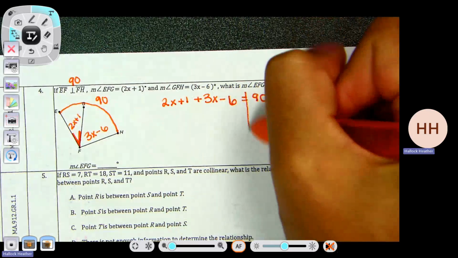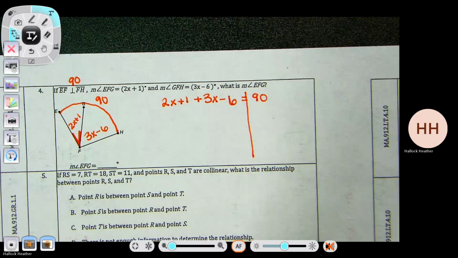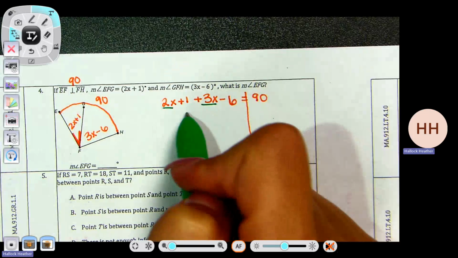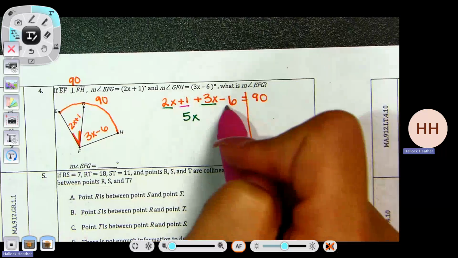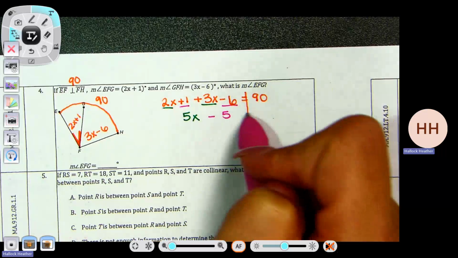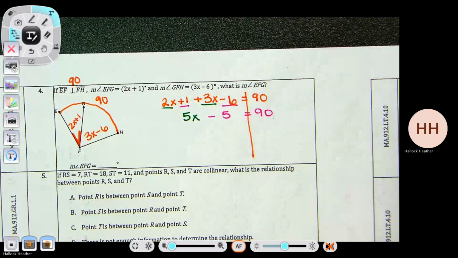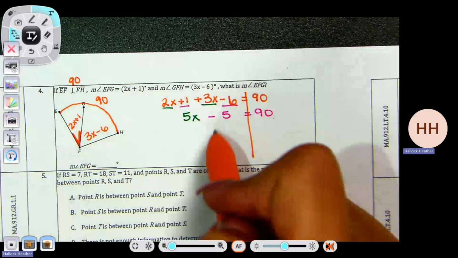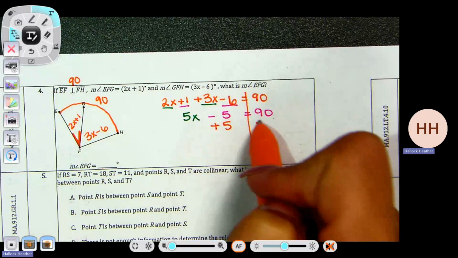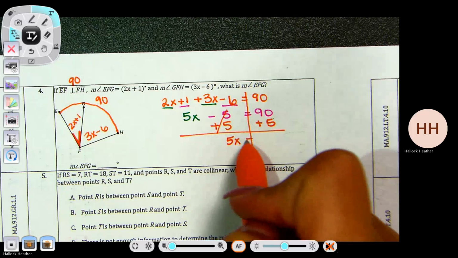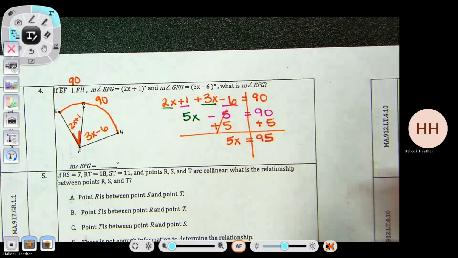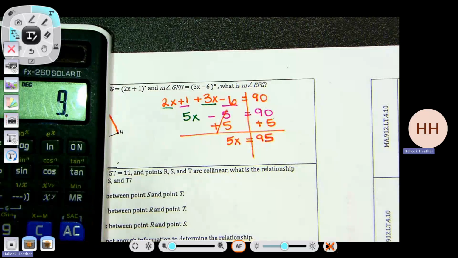I'm going to combine like terms. 2 and 3 make 5x. 1 and negative 6 make negative 5. I'm going to add 5 to both sides because opposite operations. And then I just divide by 5.